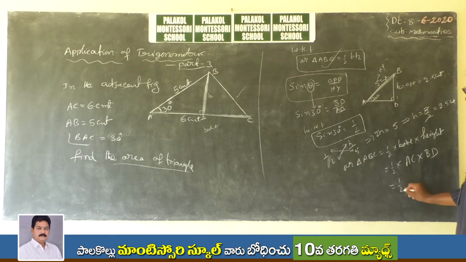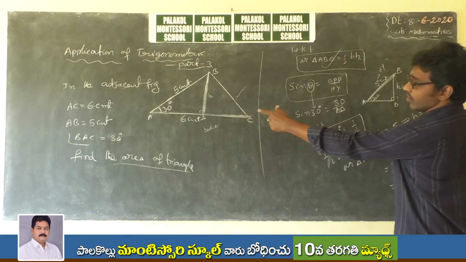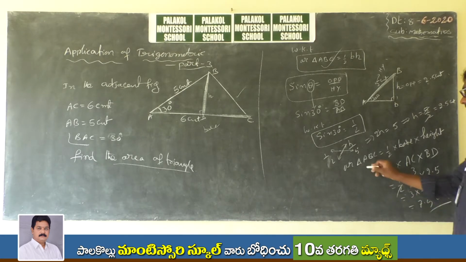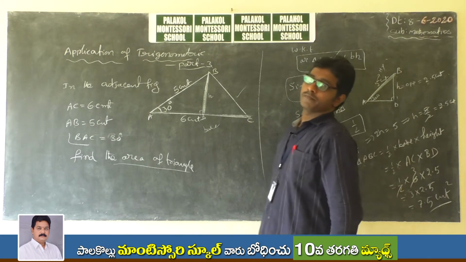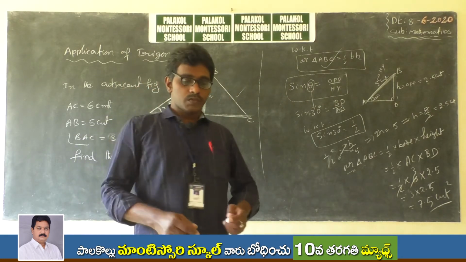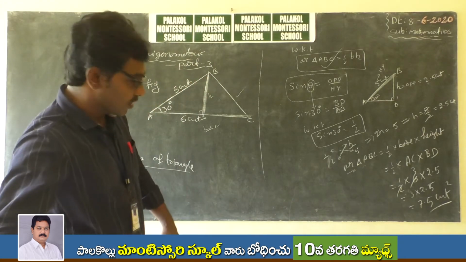So half into AC, how much is the value? 6. The BD value you just found is 2.5. Now simplifying, 2 is cancelled 3 times, so 3 into 2.5 becomes 7.5 centimeters square, its area. So the sum is over. Okay, now we'll discuss the 4 marks questions. I write one question on the blackboard.